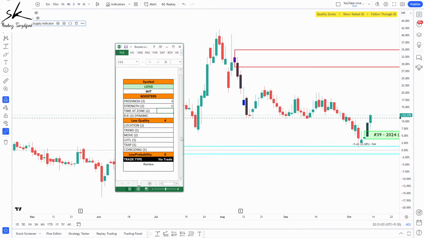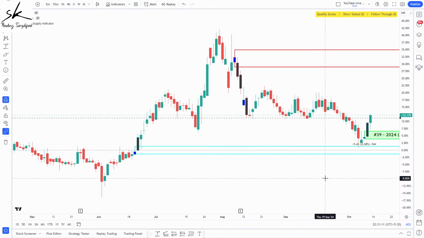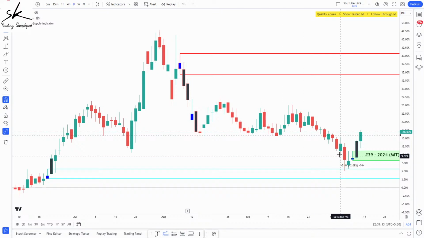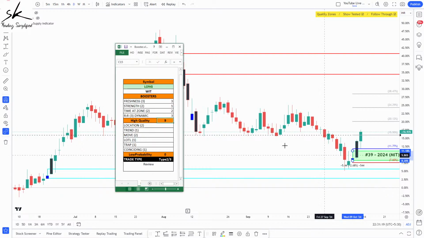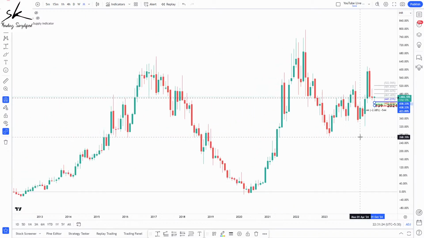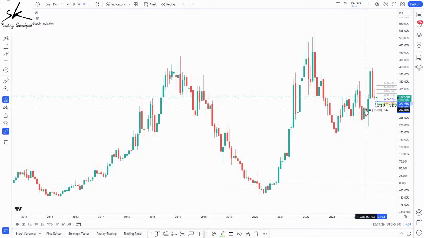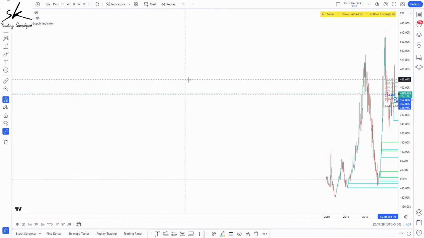Now time at the zone, we have one candle, which gets a score of 2, and reward to risk ratio we'll be taking as an assumption. So if you look at the quality, we have a high quality zone, which is a score of 9 out of 10. Let's also draw our entry, stop losses and our reward to risk ratio lines. Now coming back to the location, if I go to the monthly time frame, you can see that we do have a demand area, which is right here. But no matter how far back I go, we don't have any supply.